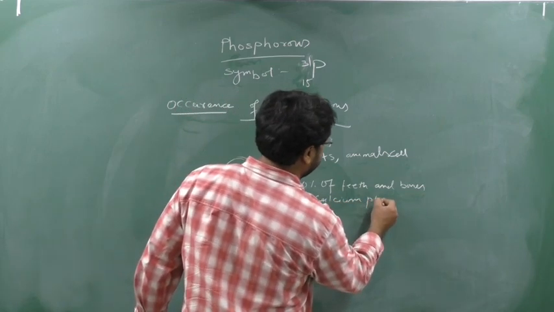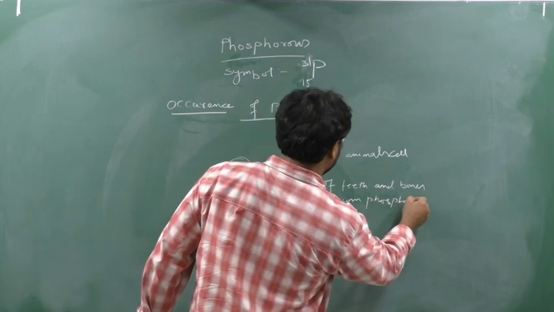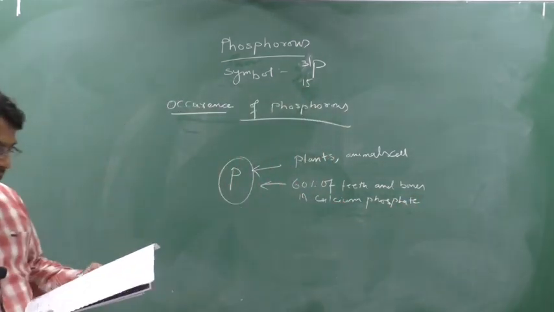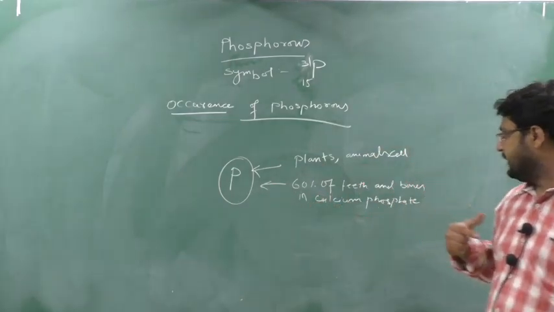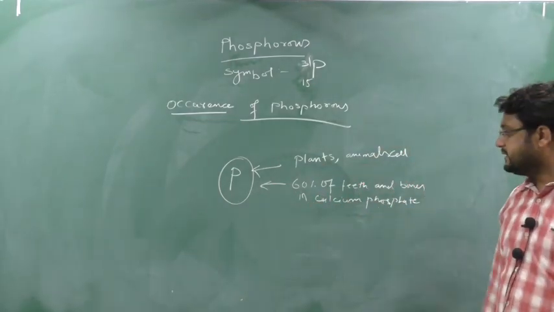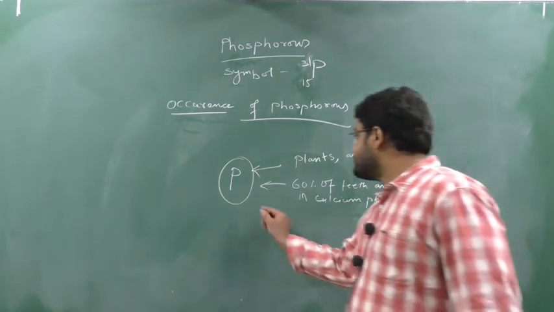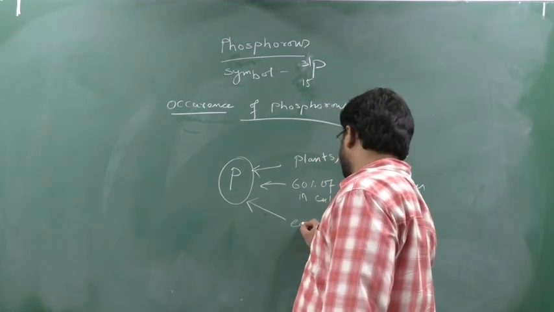phosphate. Yes or no? So it is present in the plant. You can write down, it is present in the animal cell. It is present in the bones, in our teeth, in the form of what? Calcium phosphate. You can write down. It is also present in eggs.